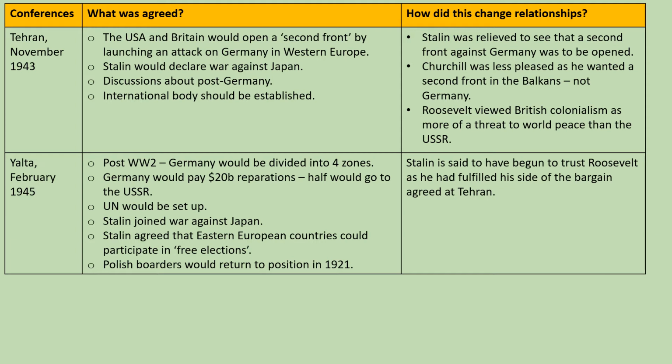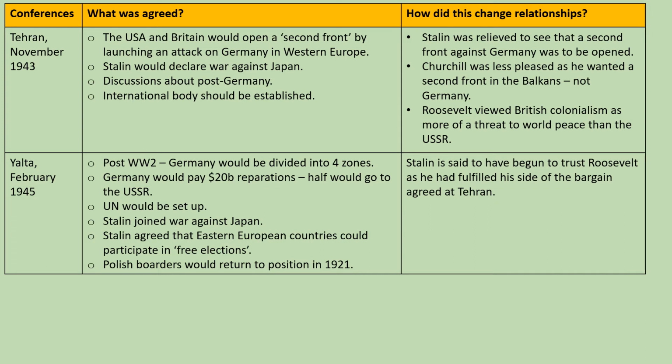How did this change relationships between the Grand Alliance? So, as we've already said, Stalin went into these discussions expecting to be opposed. So when he found out that a second front would be opened against Germany, he was quite surprised and quite happy about that. Churchill was less pleased about this. He wanted a second front to be opened in the Balkans, not Germany. And as we've already said, Roosevelt viewed British colonialism as more of a threat to world peace than the USSR.